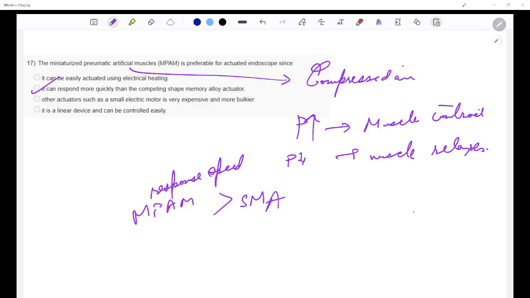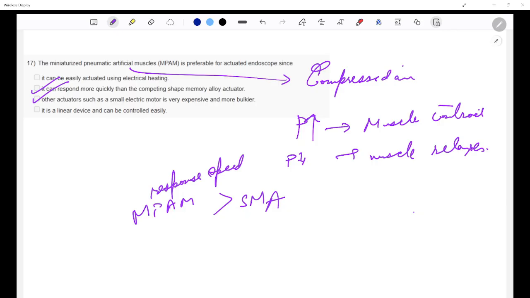Let's talk about option C. Other actuators such as small electric motors are very expensive and more bulky. Electric motors require gears, shafts, bearings, rigid transmission, right? In a tiny device like an endoscope, these components become heavy, bulky, and expensive. MPAM is simply a soft pneumatic tube which is lightweight, compact, and cheap. So option C is correct.